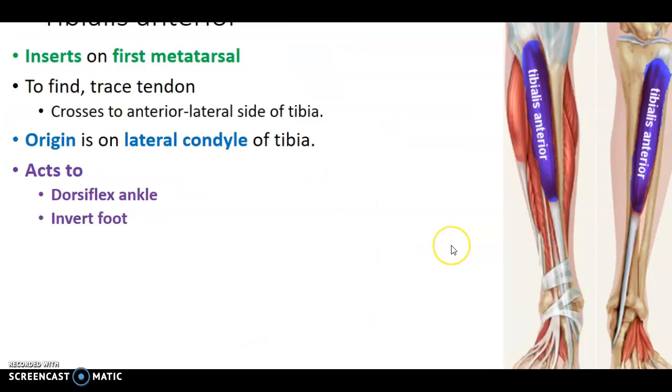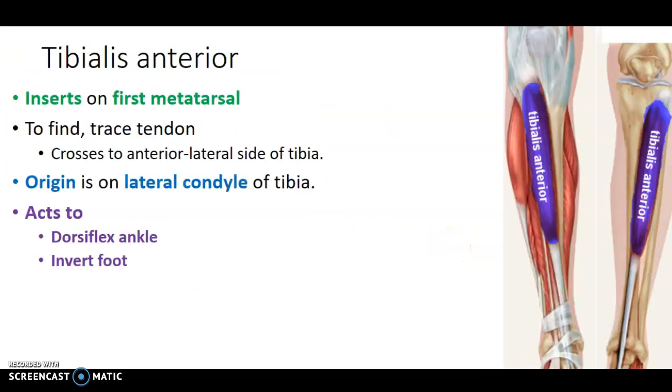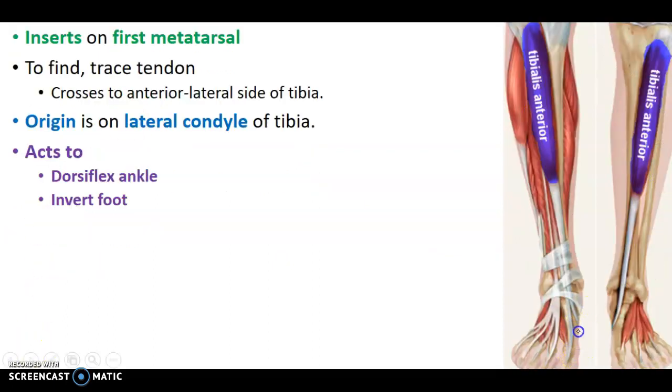So, the tibialis anterior. The tibialis anterior starts on the first metatarsal. So I always find the first metatarsal down here and then trace it going up. I swear I selected a green pen and not a blue pen. So here is the tendon, and then here's the tibia. Tibialis anterior is on the anterior side of the tibia.